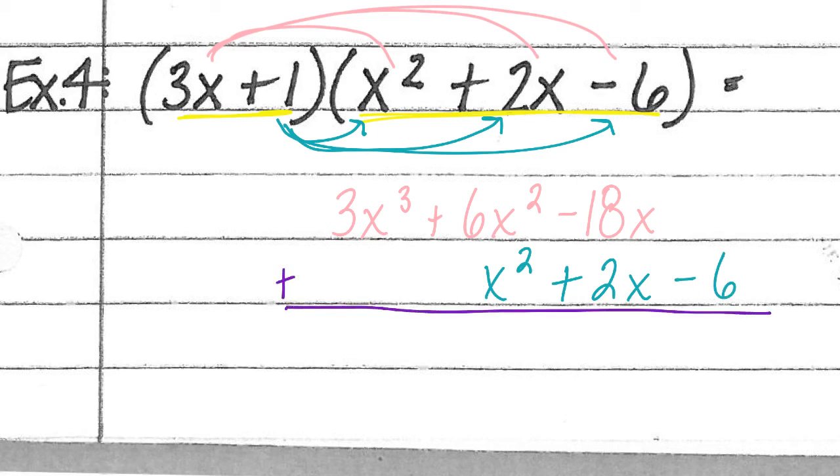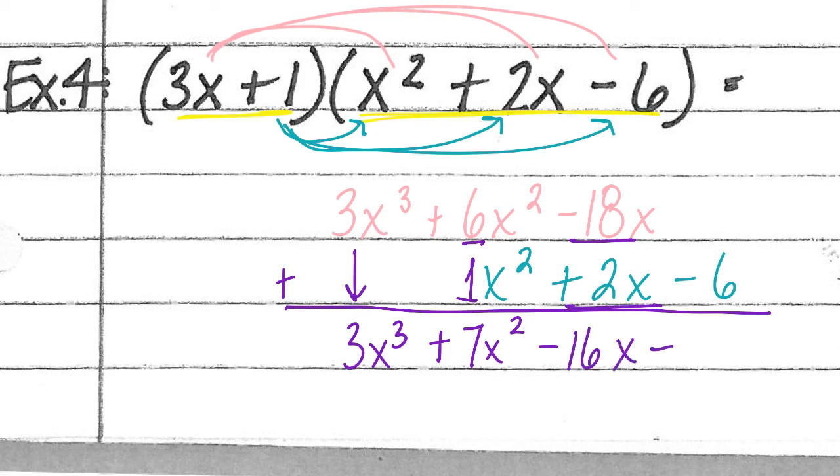When I add down, 3x cubed, 6 and the invisible 1 is 7x squared. A negative 18x and a positive 2x is negative 16x. And my last term is a negative 6. Great job.